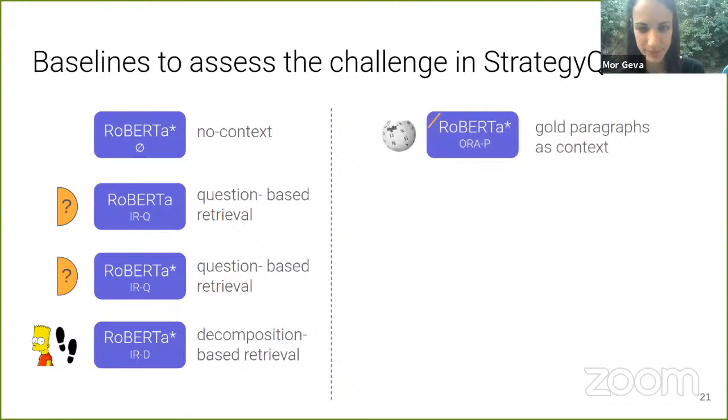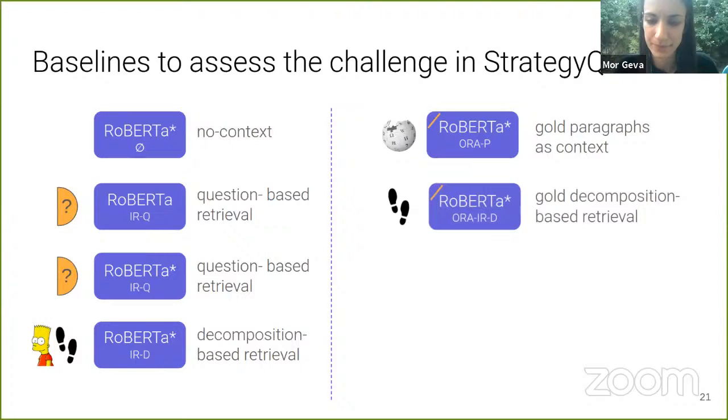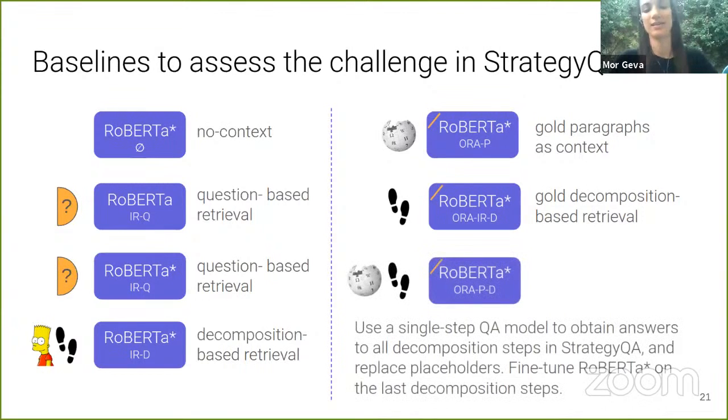We trained three Oracle baselines. First one is a model that we just fed with the question and the gold paragraphs from the evidence matching task. Also, gold decomposition based retrieval, where we take the gold decomposition instead of the predicted decomposition to retrieve the context, and then we feed the context with the question to the model. And finally, this baseline uses both the gold decomposition and the gold paragraphs. We train a separate question answering model on SQuAD and BoolQ and just use it to answer all the intermediate decomposition steps in StrategyQA. And then we fine-tune RoBERTa Star just on the last decomposition steps, because for them we have the supervision.